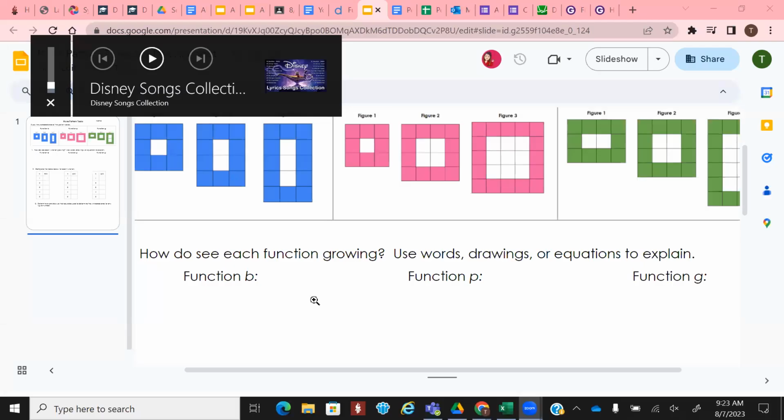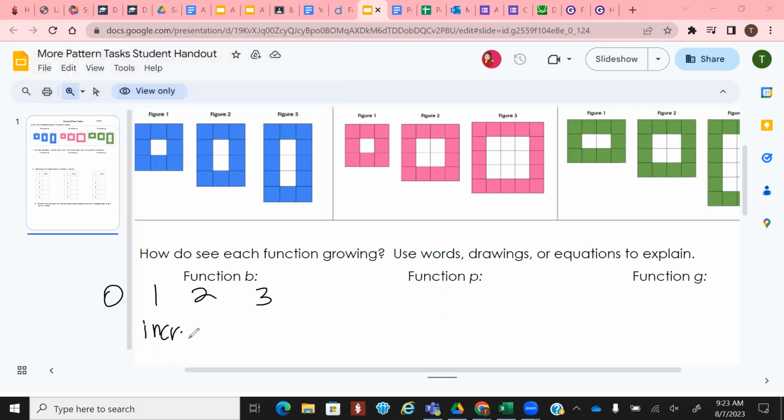On function B, what is the pattern? So what's stage one? How many tiles? One. How many tiles on the second one? Two. And then the next one? Three. Okay, so what would be stage zero? Zero. Okay, cool. So what are we going up by each time? So we're increasing by one each time.